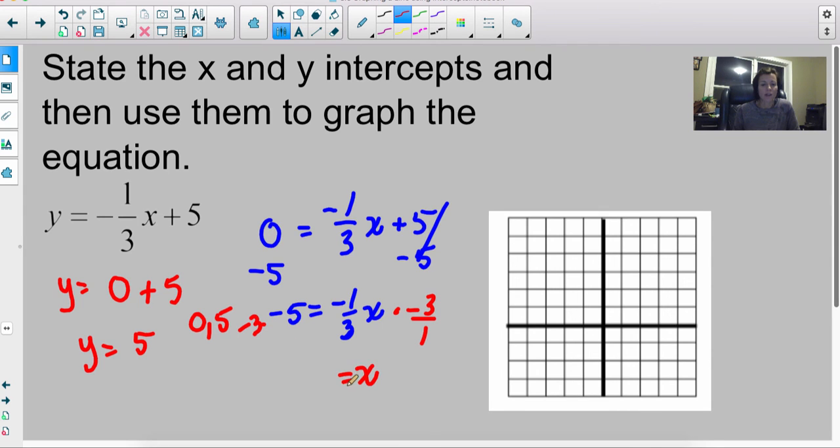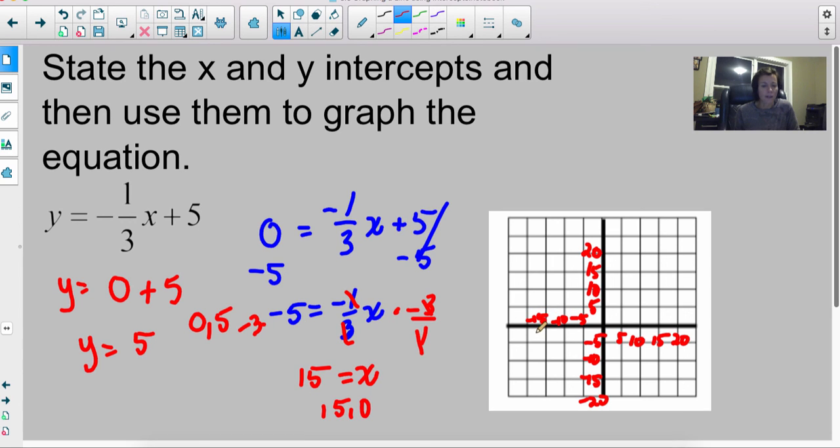That gives us x on this side. This cancels out to make a positive x. And -3 times -5 is a positive 15. That is not going to work well on this graph. So that's (15, 0). So I guess I'm making this 5, 10, 15, 20, and -5, -10, -15, -20.